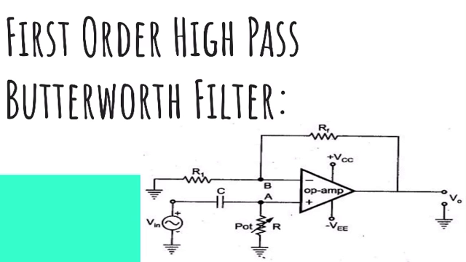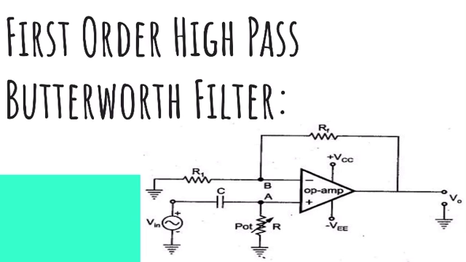The first order high pass filter can be obtained by interchanging the elements R and C in the first order low pass circuit. This is the circuit diagram of a Butterworth high pass filter. It can be observed that as compared to the first order low pass, the positions of R and C are changed in the high pass circuit.